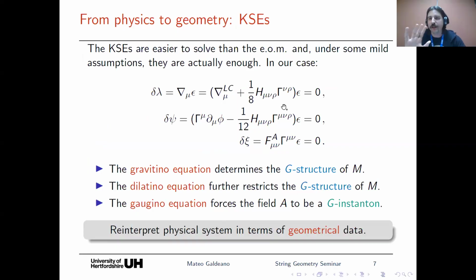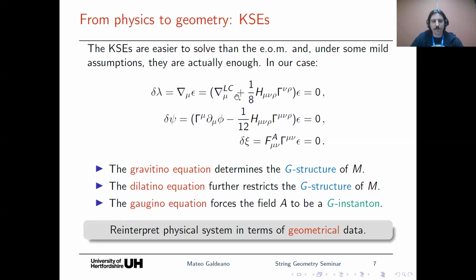The form is not super important. I'll walk you a bit through it. But the key idea is that these Killing spinor equations are easier to solve than the equations of motion. And in some cases, if you make some assumptions, you can actually see that you solve them. These are typically spinorial equations. Here epsilon is a spinor. So they immediately are telling you things about the geometry of your manifold. So you see, just by assuming this supersymmetry and imposing some kind of physical conditions, suddenly you're in the realm of differential geometry.